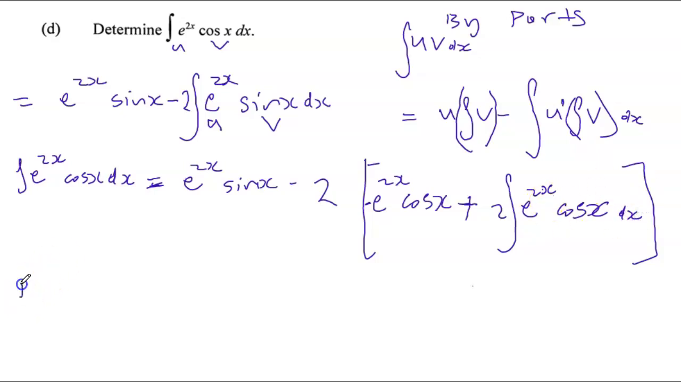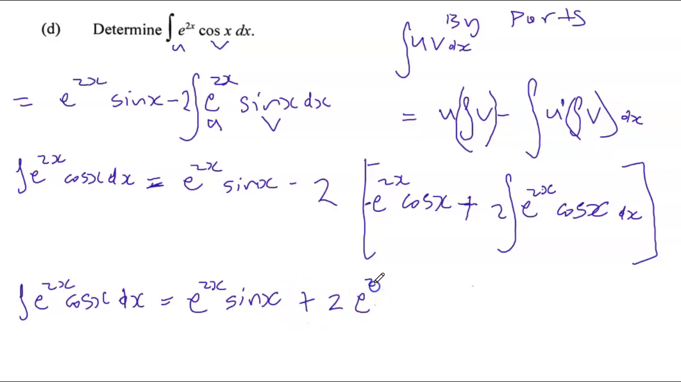Now let's expand the bracket. On the left we have the integral of e to the 2x cos x dx equal to e to the 2x sin x. I'm going to distribute this 2. Negative times negative, I end up with positive 2 e to the 2x cos x, and then negative 2 times positive 2, so that's negative 4 times the integral of e to the 2x cos x dx.